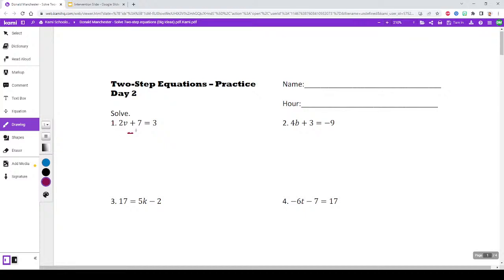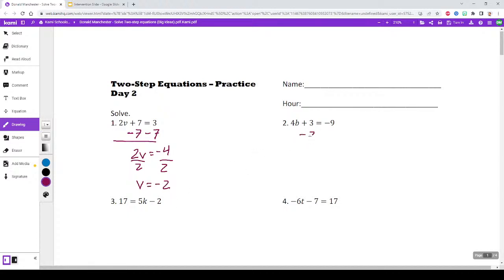The way that we undo addition is by subtraction. So that gives us 2v equals -4. The way that we undo multiplication is by division. And so -4 divided by 2 is -2.